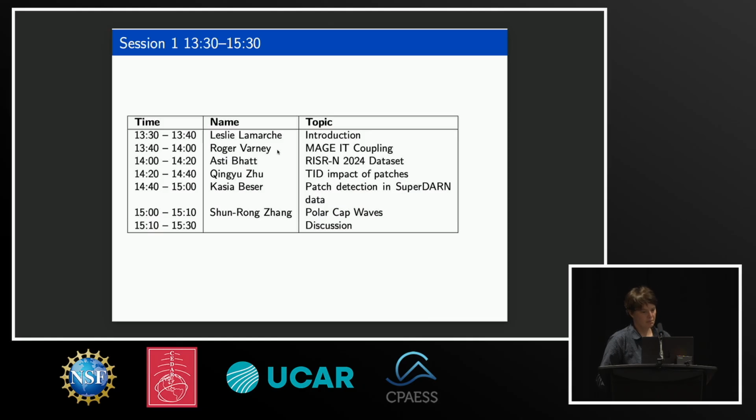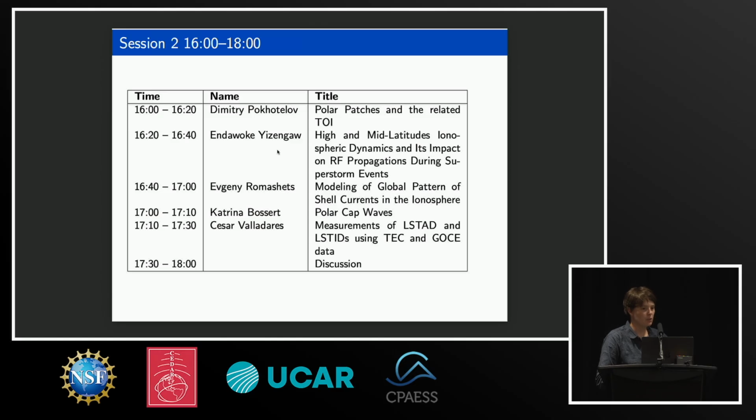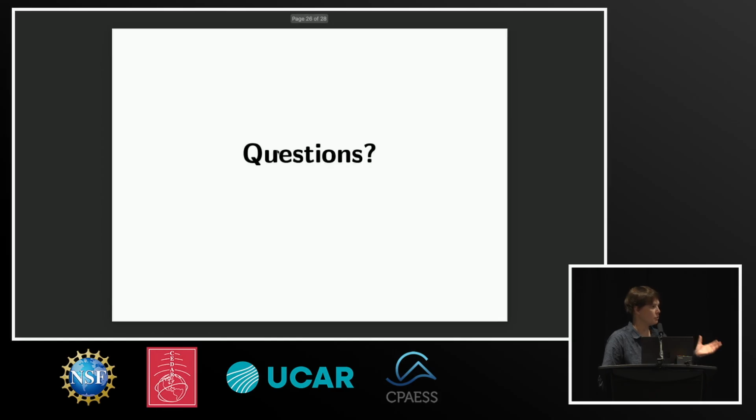And just over, this is our session one. Roger's going to be the next, and then Osti. Kunyu Zhu is going to do TID impacts on patches, Cassia Besser and Shengrong to follow this up. And then we have several more in session two, which I believe is going to be in a different room after the break. So thank you. If they have any questions to start, otherwise, I think Roger, come on up.